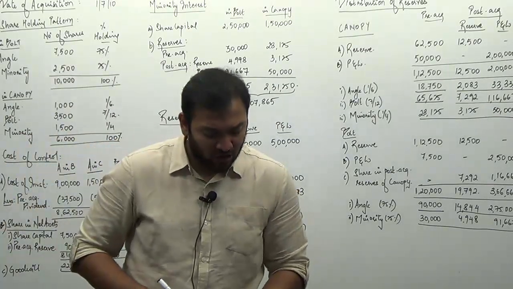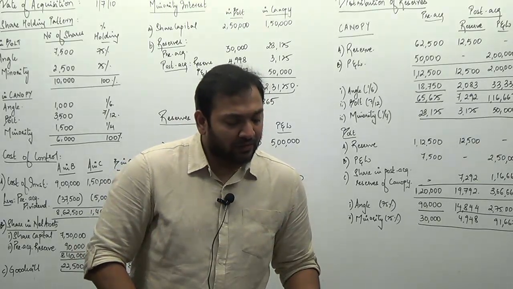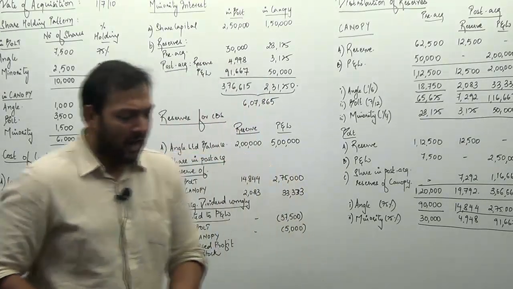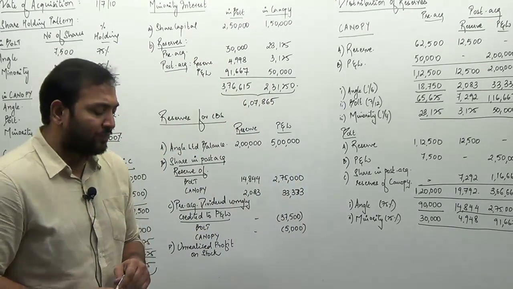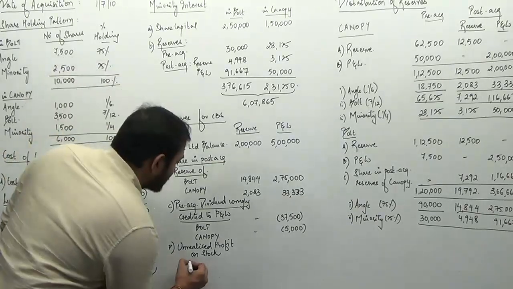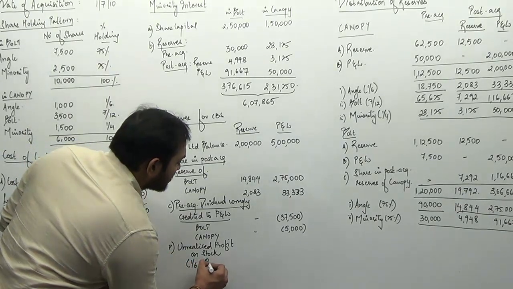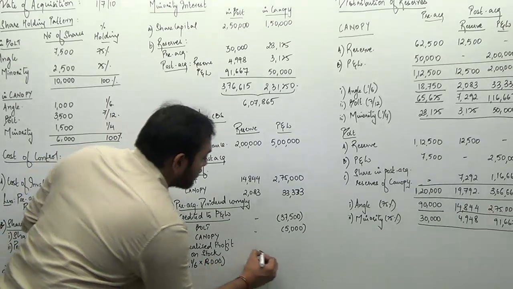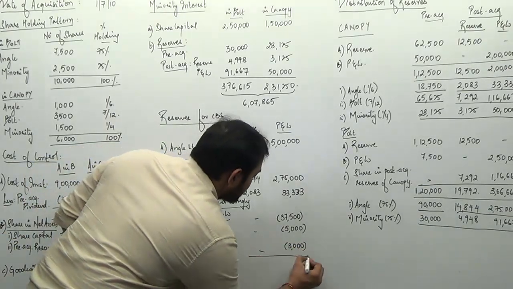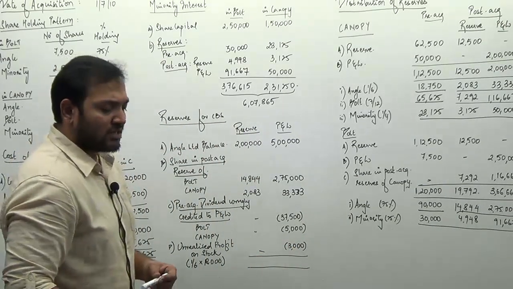Unrealized profit on stock. Check. Stock with Bolt Limited included goods purchased with Angle for 18,000. Angle Limited added 20% over cost. 20% over cost, one fifth of cost is one sixth on selling price. One sixth on the selling price of 18,000, minus 3,000. That's it, guys. Story ends there.